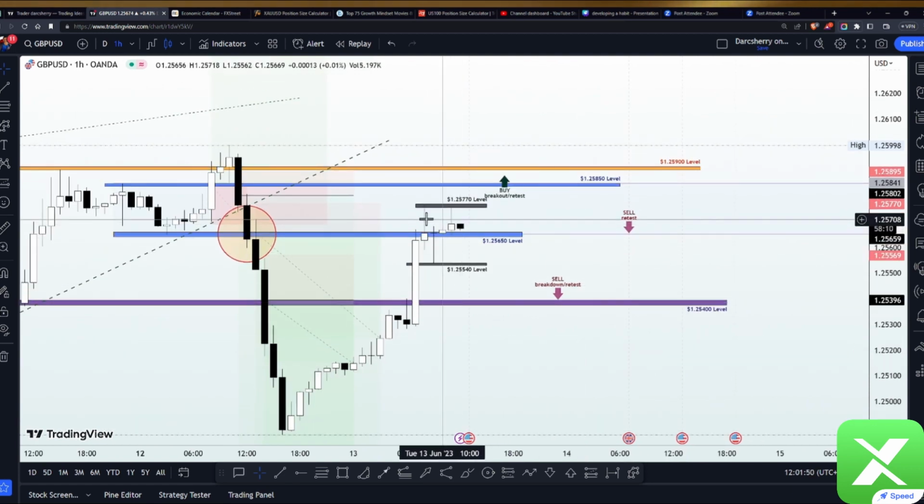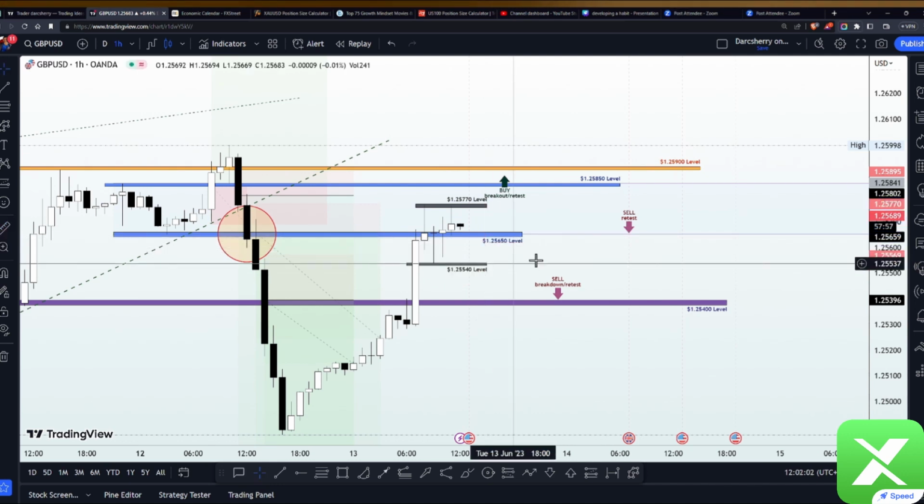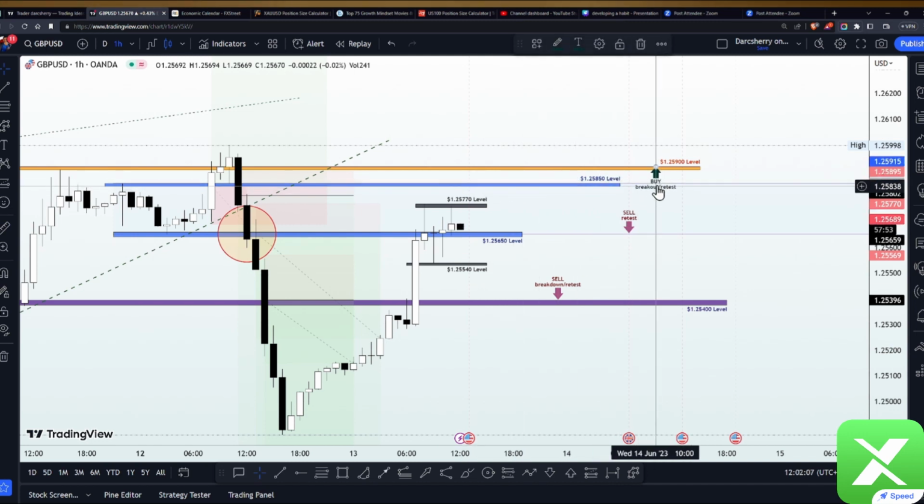Now, if a breakout of the 1.25770 level happens, you want to be having your stop loss sitting somewhere around this area below 1.25650, which will amount to about 15 to 20 pips thereabout. And if price action goes on to further break out of 1.259, we want to be adding more buy positions to our existing trade.